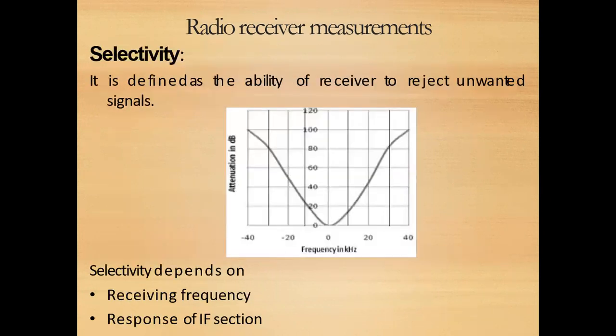Coming to the next parameter, selectivity. Selectivity is defined as the ability of a receiver to reject unwanted signals. While receiving our information, there will be so much information, but only the signal which we require, the acceptable input signal, should be accepted. Any other unwanted signals, it should have the ability to reject. That is known as selectivity. It depends on the receiving frequency and, moreover, the response of the IF section.